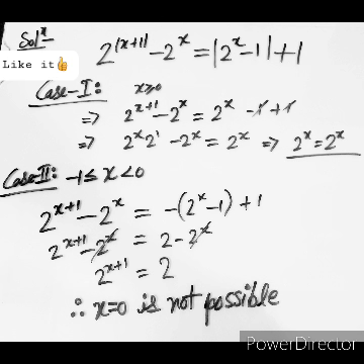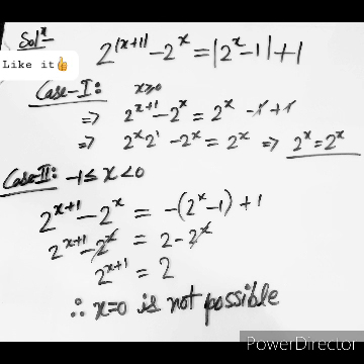So here we get 2 raised to the power x plus 1 minus 2 power x equals 2 raised to the power x minus 1 plus 1, which cancel out here, and in further solving we get the equation is satisfied, but we get x equals 1 as the solution in this equation.